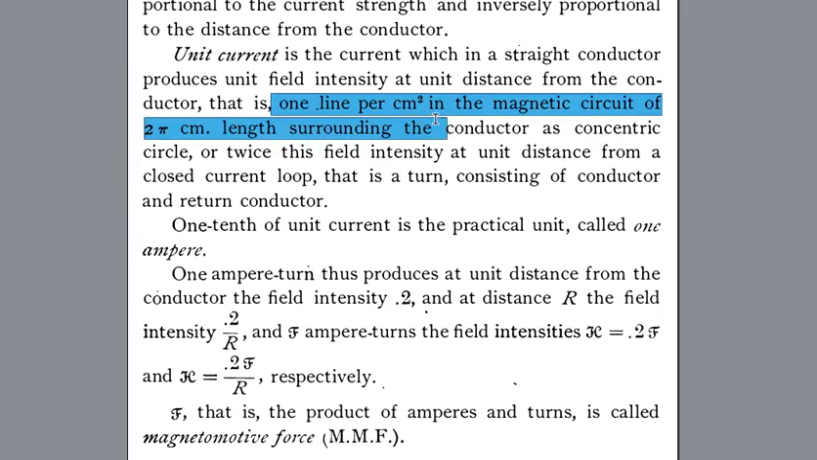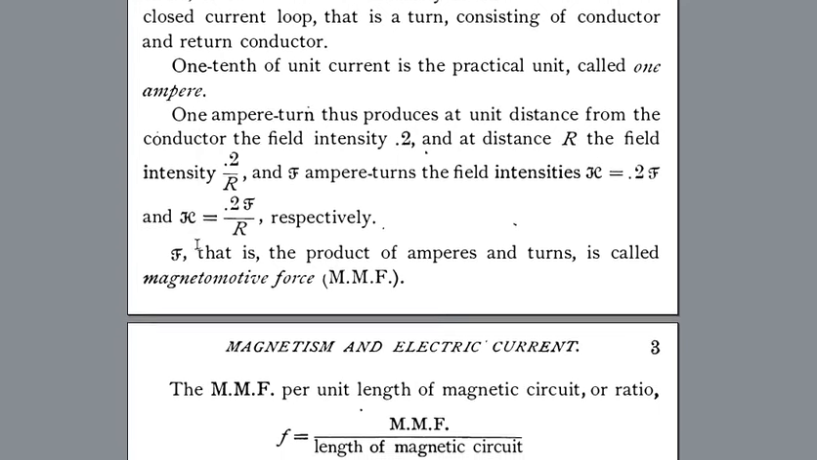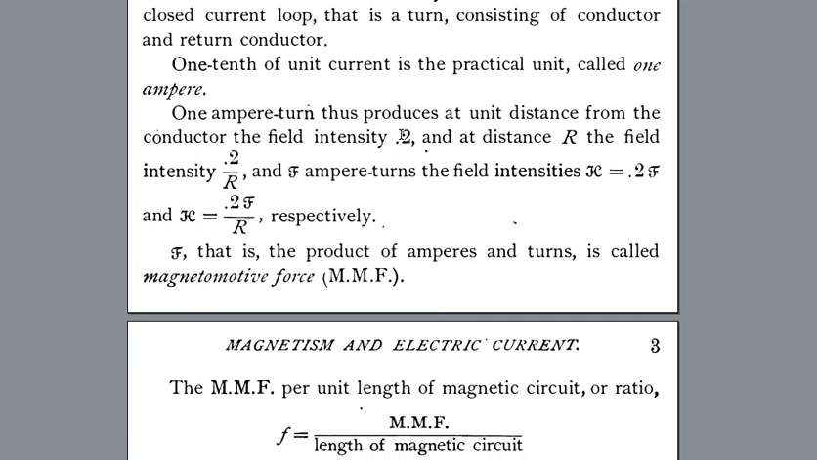Alternatively, it produces twice this field intensity at unit distance from a closed current loop, which consists of the conductor and its return conductor. 1/10 of unit current is the practical unit called 1 ampere. 1 ampere turn produces at unit distance from the conductor the field intensity 0.2. At a distance r, the field intensity is 0.2/r. For f ampere turns, the field intensities are H = 0.2f and H = 0.2f/r. Here, f, which is the product of amperes and turns, is called magnetomotive force.